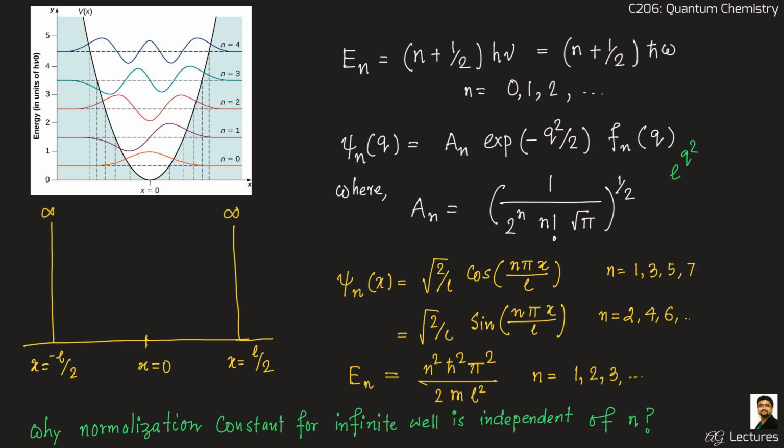And therefore, the square of this and the integration over the entire space will still be equated to 1. The interpretation of probability will still hold when this normalization constant is used. And that's the difference.